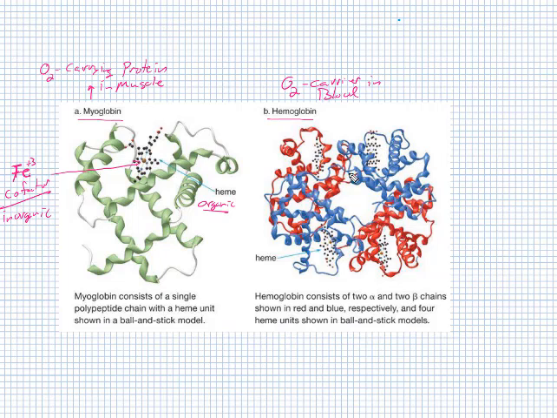Here we see hemoglobin. It consists of, do they color code them? No, they just say red and blue. So we have 2 alpha chains in red and 2 beta chains in blue. So this has a quaternary structure.